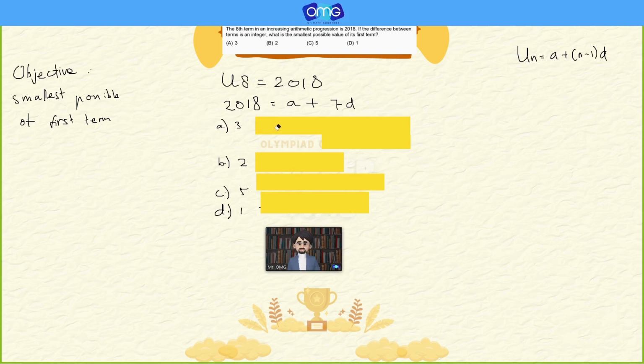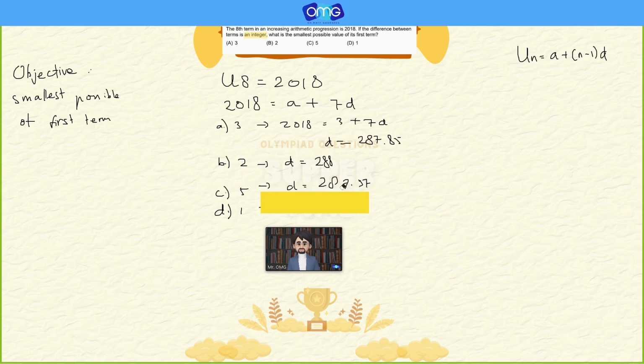If we substitute a into the equation, we get d equals 287.85. And this is wrong. Why? Because the difference must be an integer. So if we do the same method for every choice here, we find that only 2 gives an integer difference. So the answer is 2, and that's the answer.